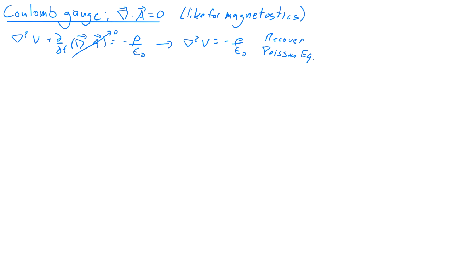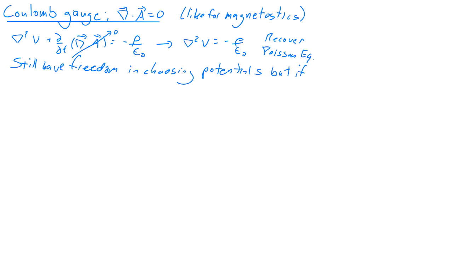There's still some freedom to choose our potentials, right? We've said the divergence of A is equal to zero. We haven't actually specified lambda itself. So let's see what the effect of the remaining gauge freedom is going to be. If we've got V prime is equal to V plus, we'll call it some function, F, of R and T.